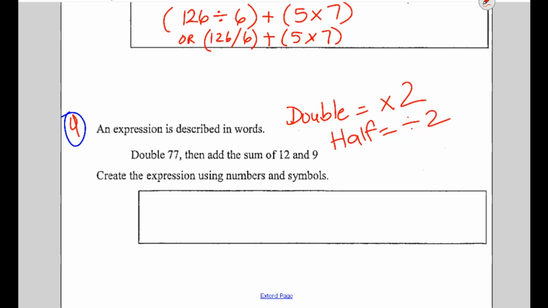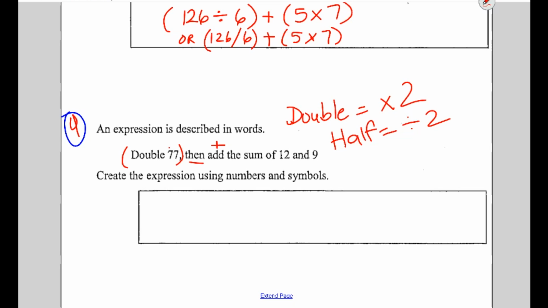Thirds would be we're either multiplying by 3 or dividing by 3. It just depends on what it says. Fourths are the same. So just remember those things. Double means times 2. Half means divide by 2. That's important to note. You probably will see those types of words in your questions. All right, so in this case, they said double 77. There goes that beautiful word then, which is super helpful in letting us know that we have to do this first. Then it says then add, and then that handy dandy word sum of 12 and 9.